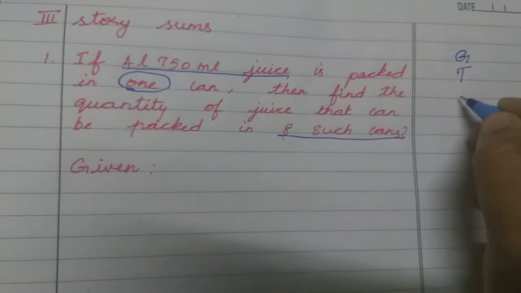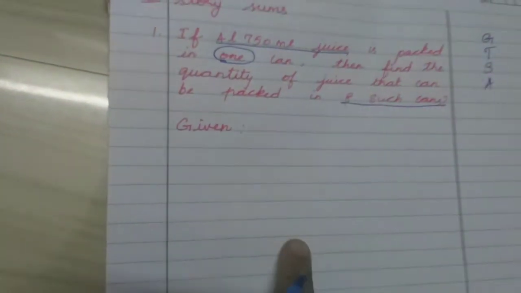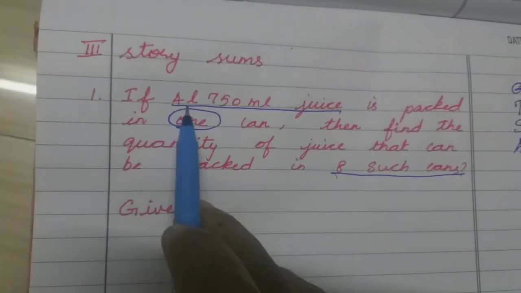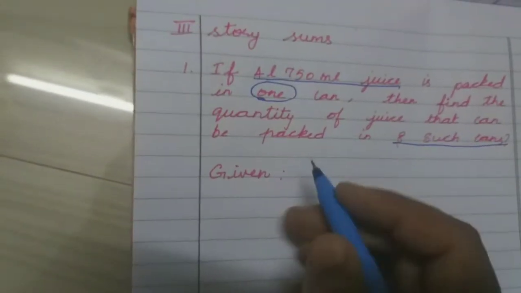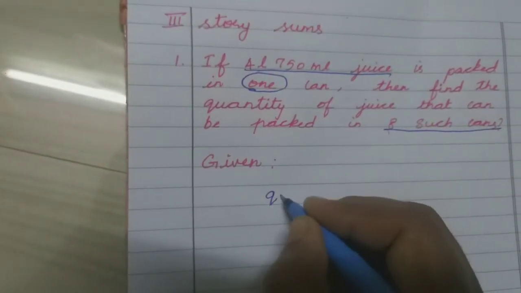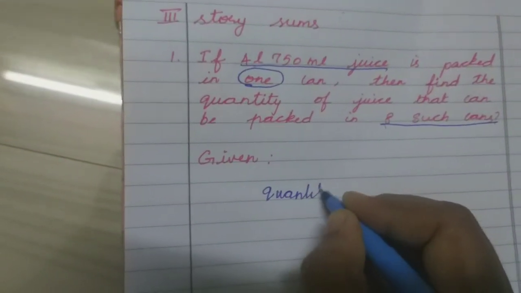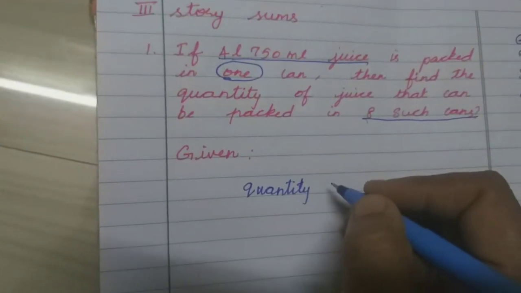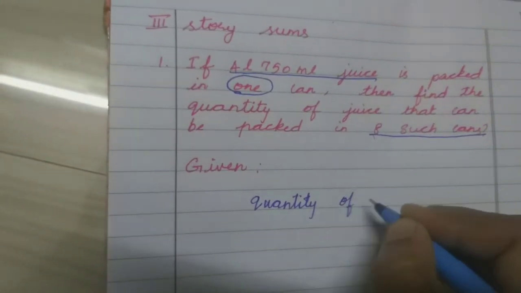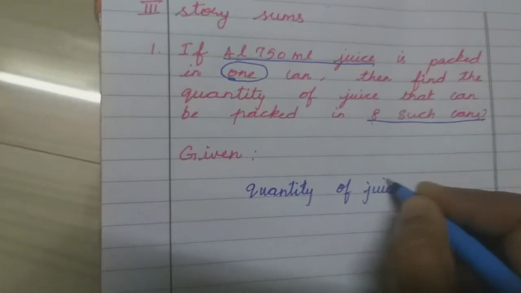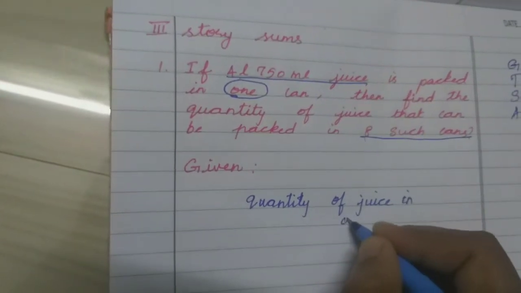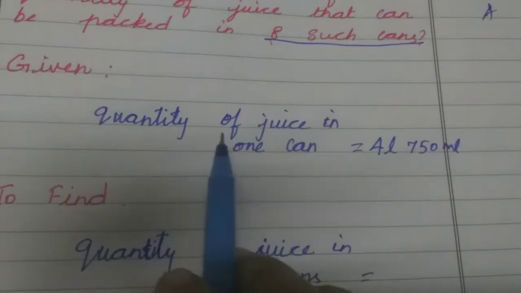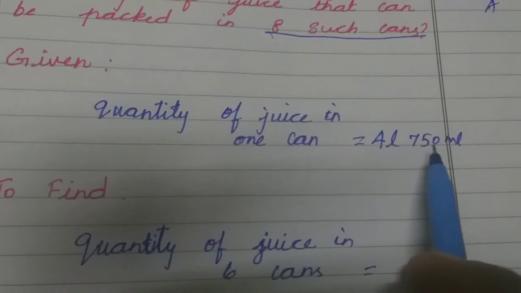Okay. And the first heading, so what are the headings under the story sums? G, T, S, A. So G for given. In that given, what will you write? Yes, if it is liter or milliliter, you should write the starting word as quantity. So quantity or capacity. You may change the capacity also. Quantity of juice in 1 can, 4 liter, 750 milliliter.